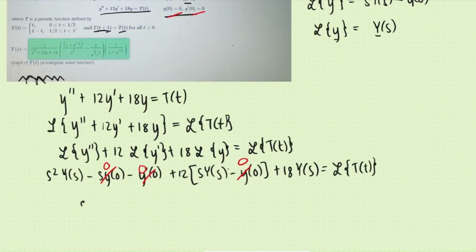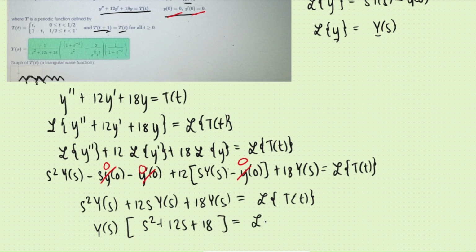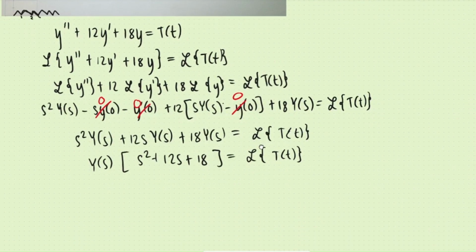We'd be left with s² Y(s) + 12s Y(s) + 18 Y(s) is equal to Laplace of T(t). Okay, so we factor out Y(s) here. We get (s² + 12s + 18) Y(s) = Laplace of T(t). So divide both sides of the equation by s² + 12s + 18, and we're going to get our Y(s).